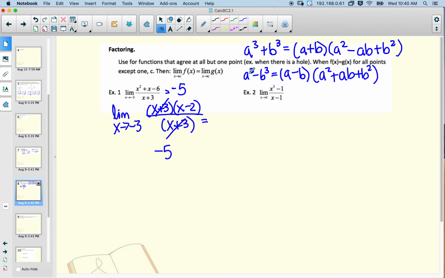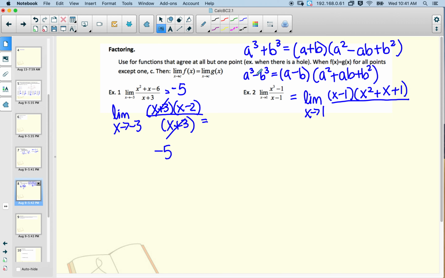So our a is equal to x and our b is equal to 1. So this is going to equal the limit as x approaches 1, and our numerator is going to be x minus 1 times a squared, so that would be x squared, times, remember a is x and b is 1, so x times 1 is just x, plus b squared, b is 1, 1 squared is 1.